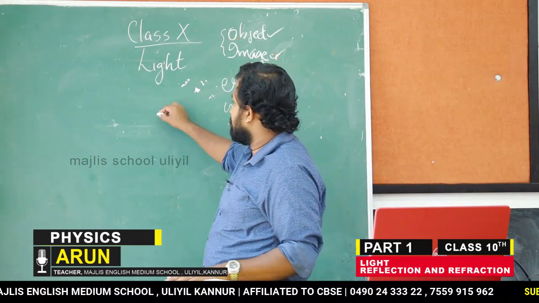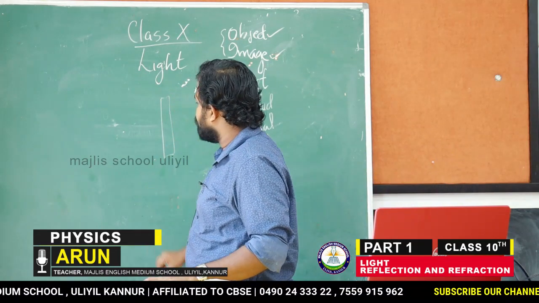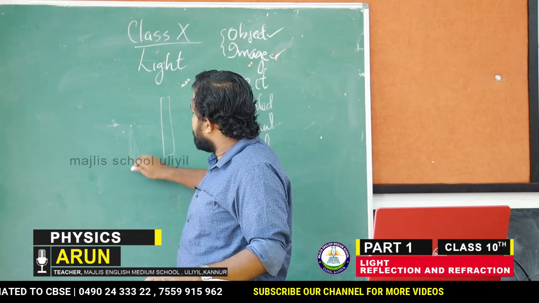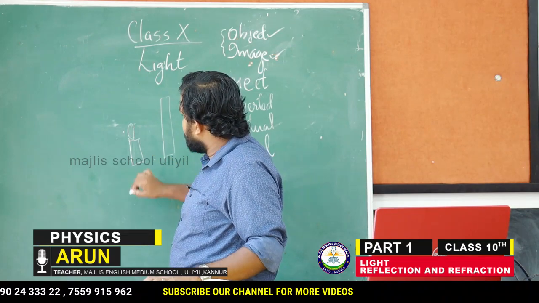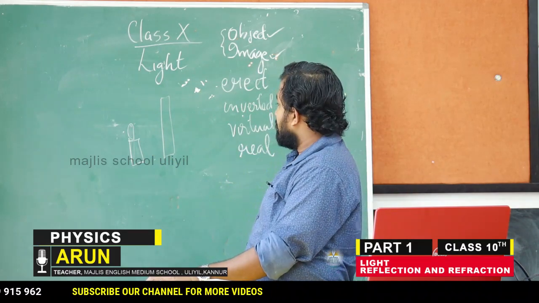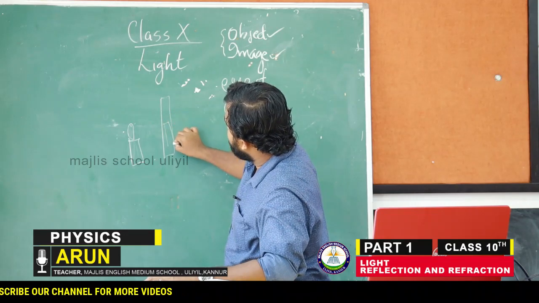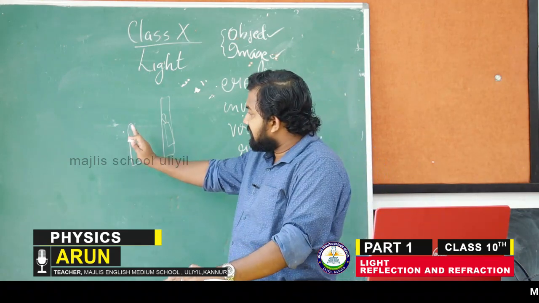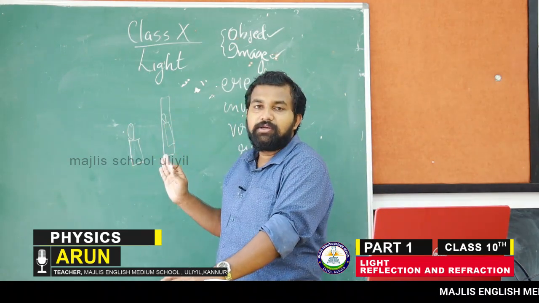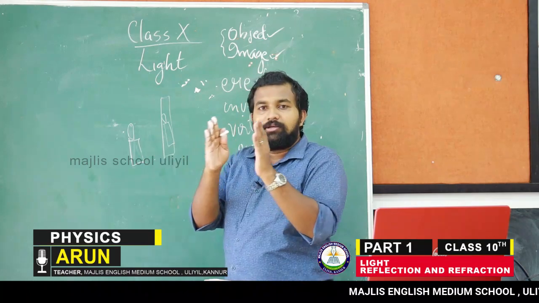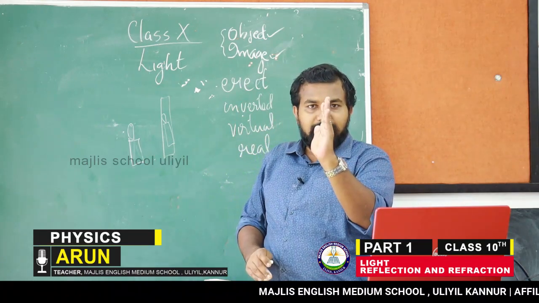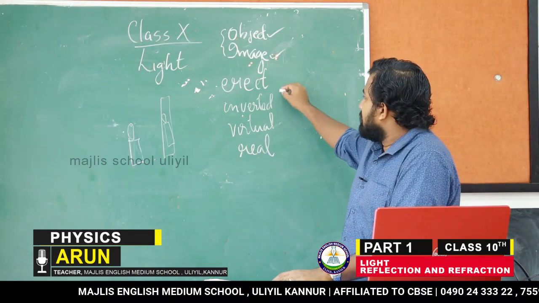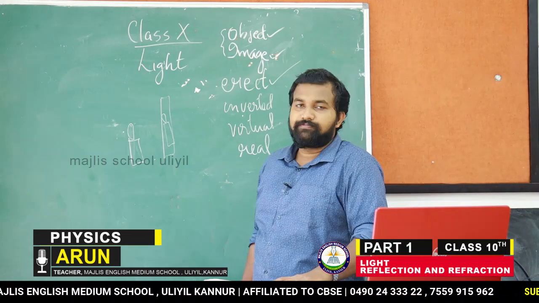So, for example, this is the mirror. I am keeping a candle flame in front of the mirror. If I am able to see the candle in the same position on the mirror, the same position as that of the object, if the image and the object are in the same position, if the object is kept in an upright position, then the image will also be in the upright position. Then what I can say is the image is erect.